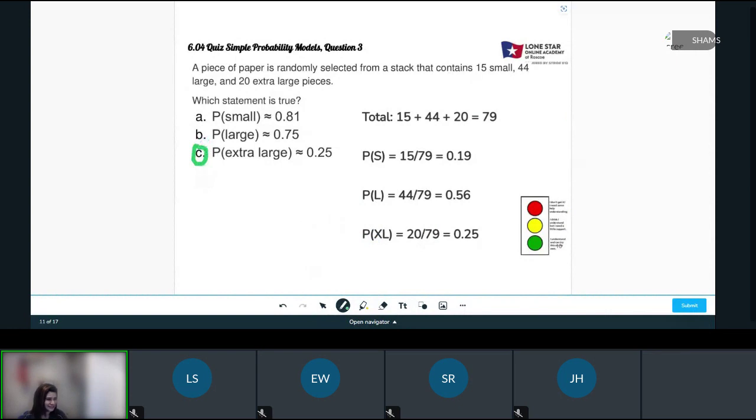Jocelyn, good. Lilias, good. Heaven, I see you here. Elias, Arceline. If there are, yes. So extra large will be the answer that has the correct probabilities, 25%.